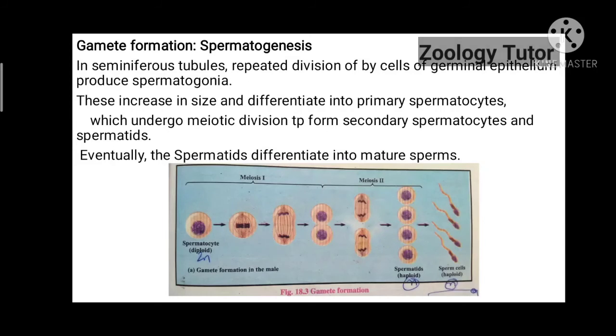Here you can see the diagram. The spermatocytes are forming 4 haploid spermatids, which will mature to form a sperm that has a head and a tail.